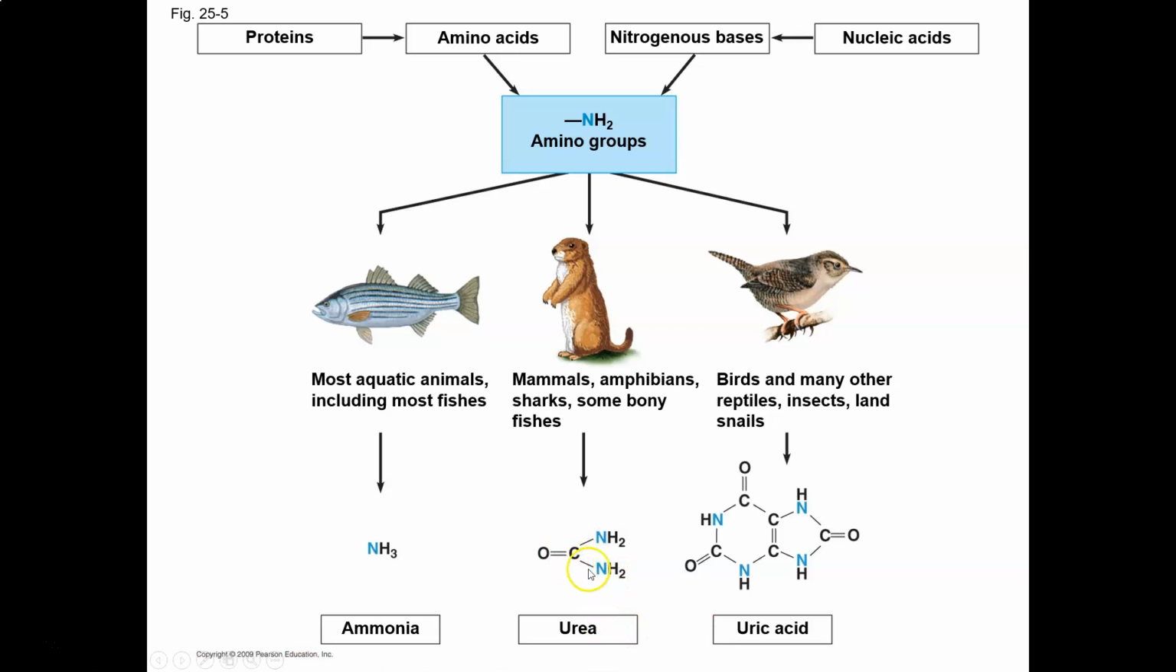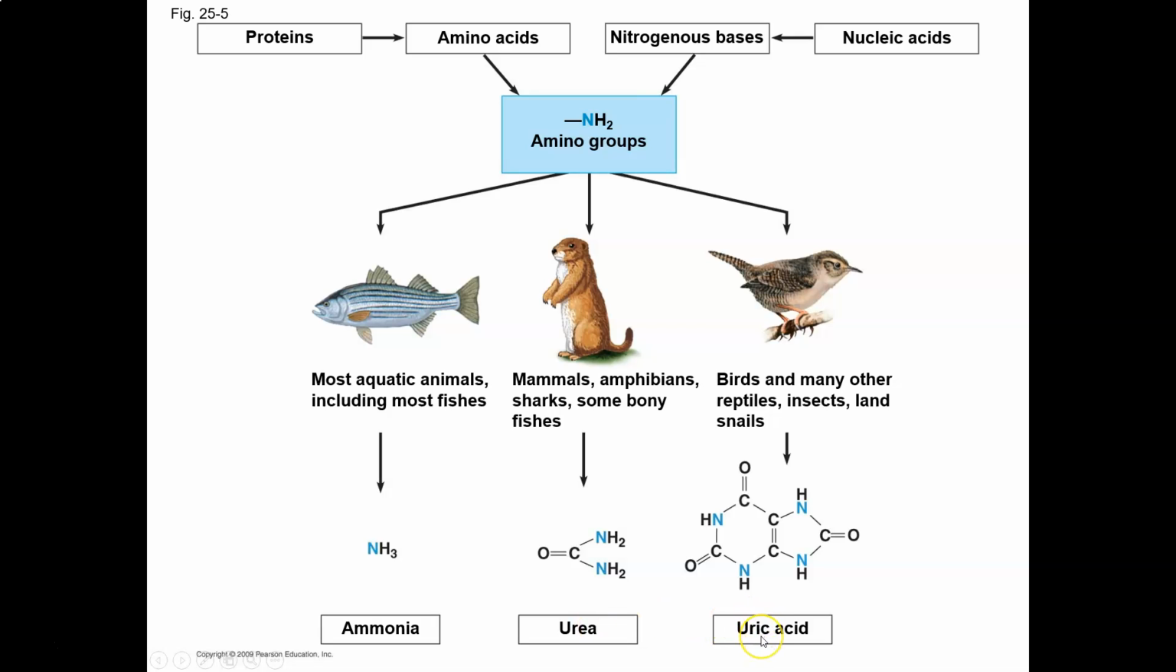You don't have to know the chemical formula for urea. It's a little bit more complex than just NH3 for ammonia, but urea is a little bit less toxic than ammonia. So things that aren't as readily available to water, this is how we're going to tend to keep our nitrogen waste inside of us because it is less toxic. You need to know the examples of critters that do it this way, and that includes us. When we urinate, there's urea in our urine, and that is how we're getting rid of our nitrogenous waste.